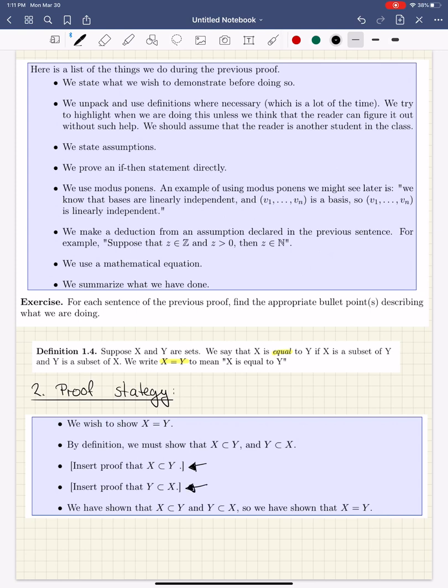So we want to show that X is a subset of Y. So we insert a proof that this is true, and then we insert a proof for Y being a subset of X. And then as before, once we've done this, we want to write a conclusion. We have shown that this is true and so on. So again, I can't stress this enough: a proof has a beginning and it has a conclusion.